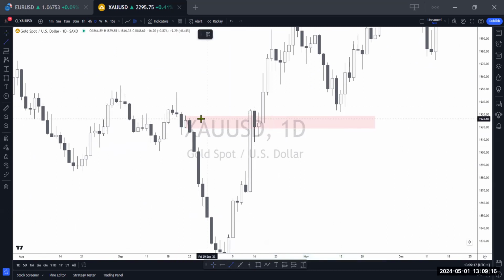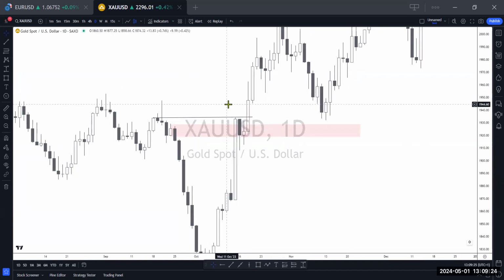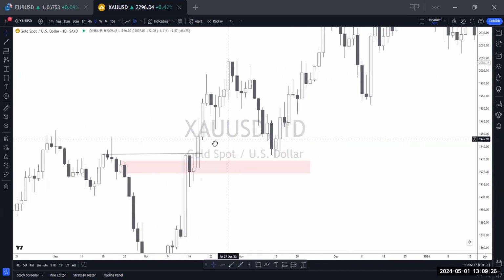Because at that time, a lot of people were trying to sell here. Why do you want to sell here when a major engulfing has been broken and there's no rejection? There's no need to sell. Okay?